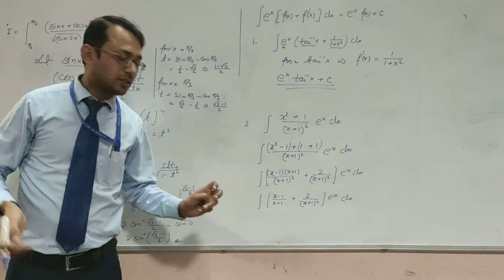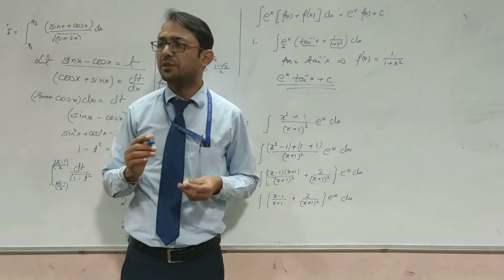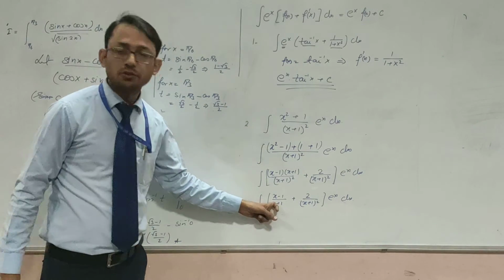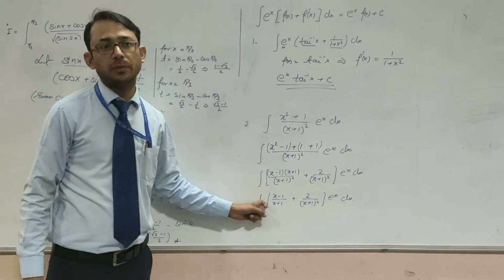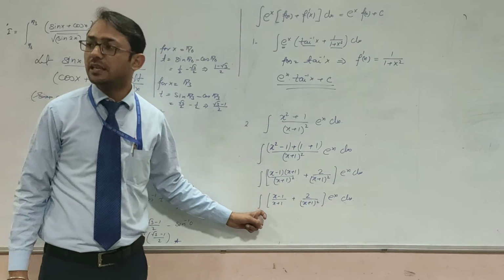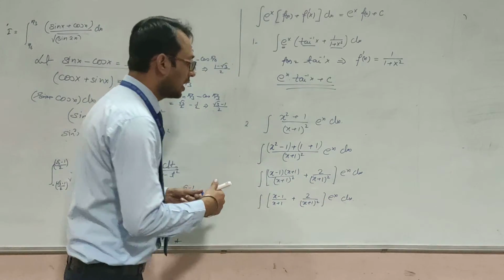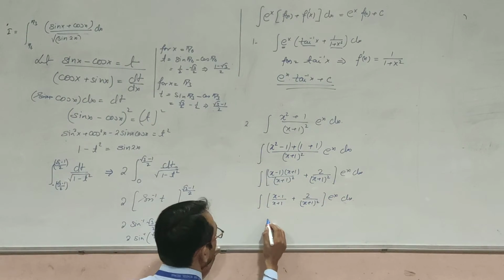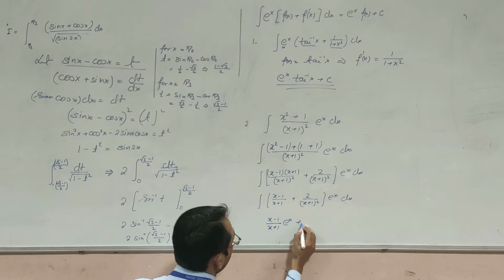As per my thoughts, it will be f(x). Why my thoughts? Very fast I was able to think quotient rule. In the case of quotient rule, the denominator square comes. So I am thinking it will be f(x) plus f dash x, e to power x dx. So the answer will be (x minus 1 upon x plus 1) e to power x plus c.